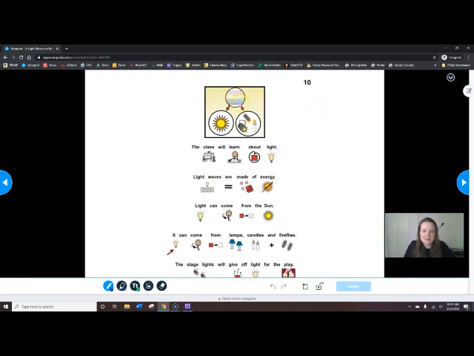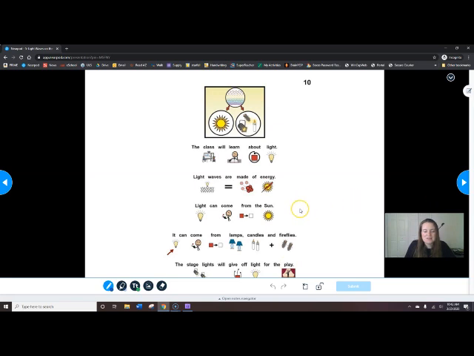Okay, so here in the picture we have our light waves, and the waves can give us light like sunlight, light from a light on a stage, a candle, or even a lightning bug or firefly. The class will learn about light. Light waves are made of energy. Light can come from the sun. It can come from lamps, candles, and fireflies. Those are just some things that make light. I have a lamp behind me that I can turn on for light. The stage lights will give off light for the play.